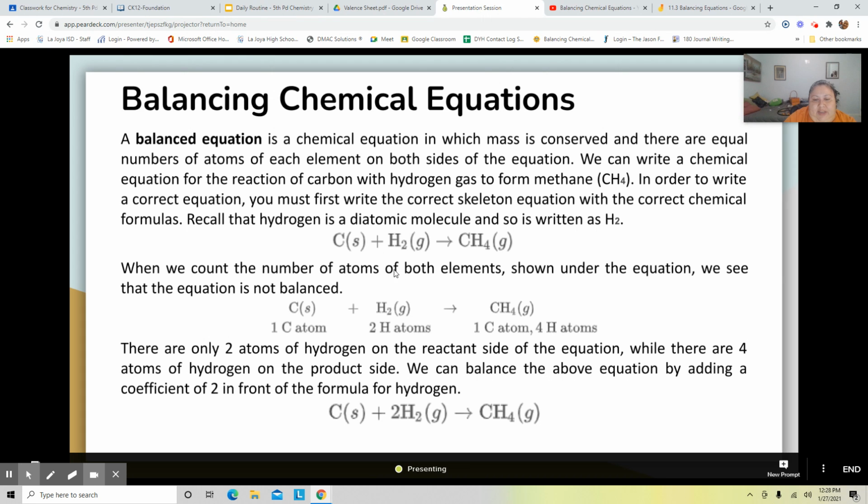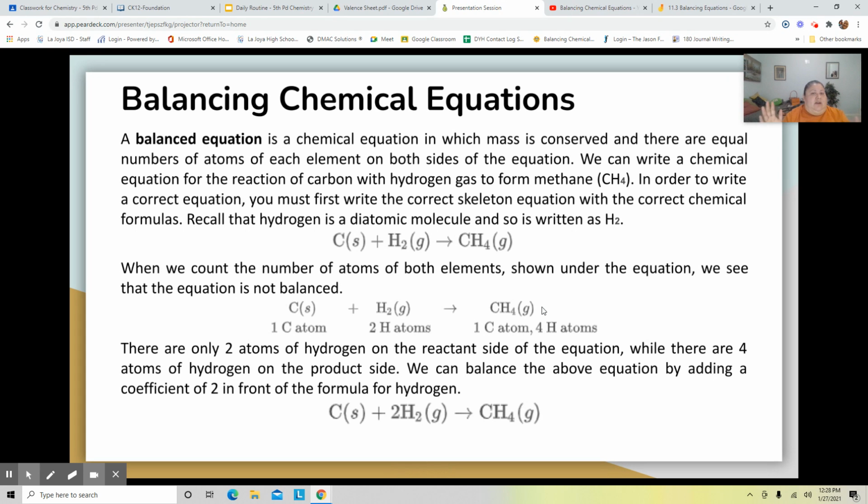When we count the number of atoms of both elements shown under the equation, we can see that the equation is not balanced. So now they're looking at the numbers. They're looking, okay, on the left, I have 1 carbon. On the right, I have 1 carbon. On the left, I have 2 hydrogens. On the right, I have 4 hydrogens. Uh-oh, red flag. I got an unbalanced number of atoms for hydrogen. We don't care about carbon. Carbon's balanced. I got 1 and 1. The only element that I'm going to worry about right now is hydrogen.